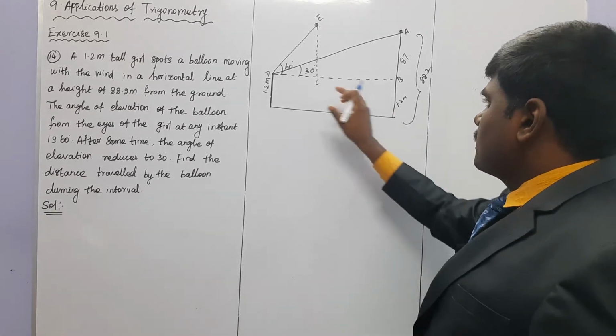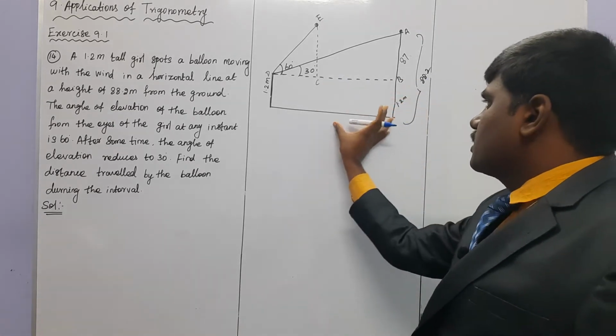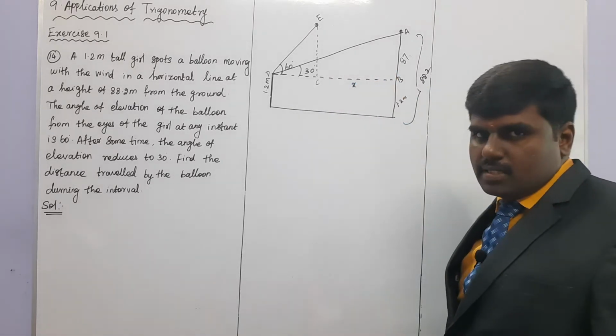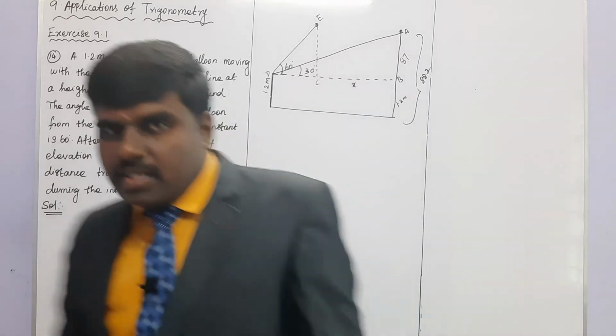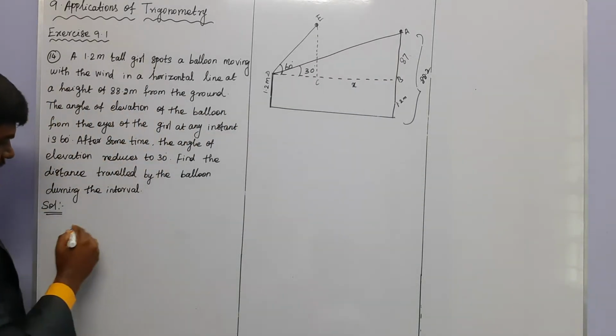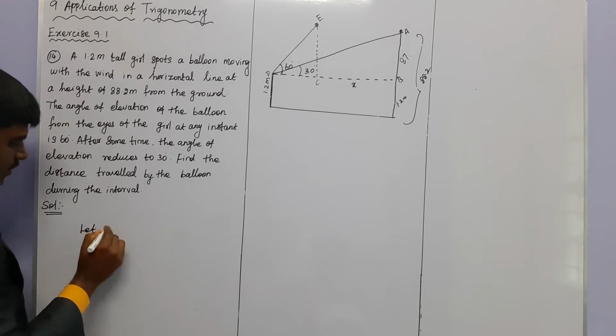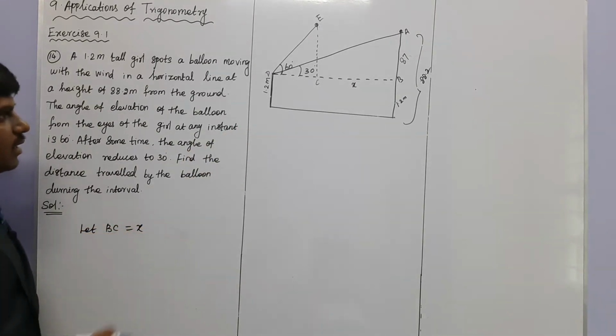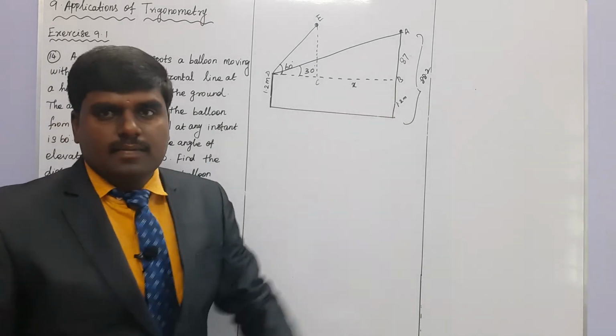I need the distance BC, that is the ground distance. So find the BC distance. I will choose BC equal to x meters. Let BC be equal to x.